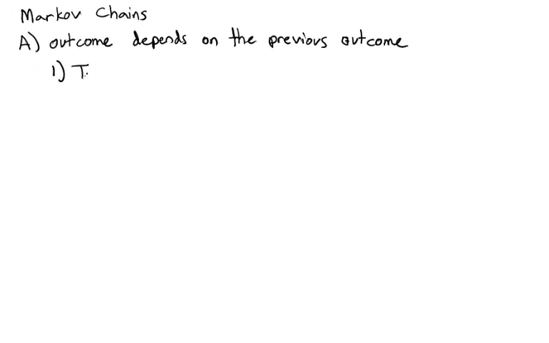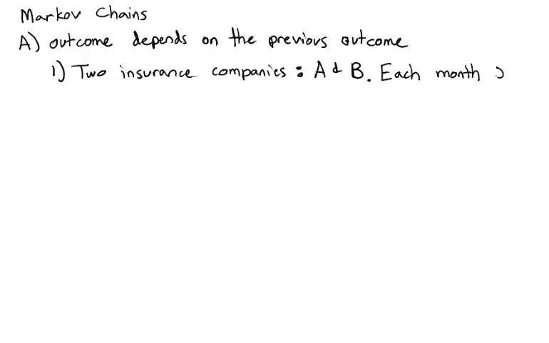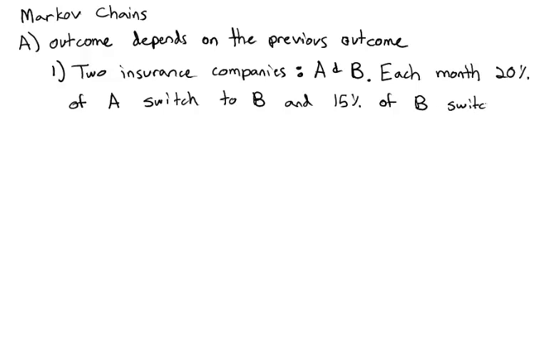Let's say we have two insurance companies. We're going to call them Insurance A and Insurance B. A and B. Each month, 20% of the A customers switch to B, and 15% of B customers switch to A.